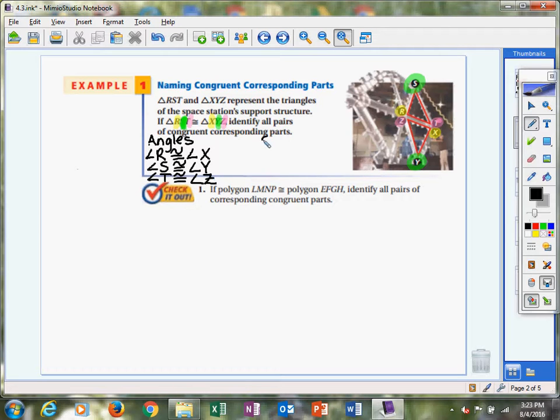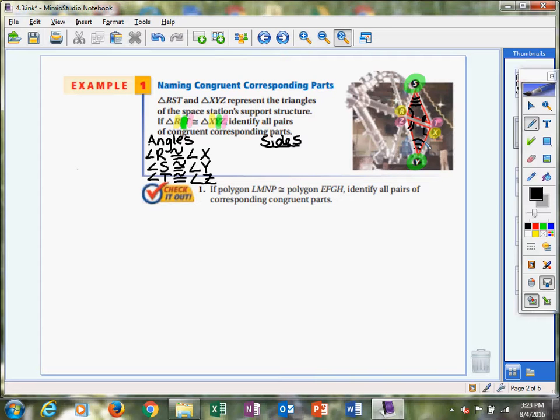Now sides are a little bit trickier in general, so what we may want to do is some of the arcs like we did in the first one. So I'm going to put one arc for R and X. I'm going to do 2 arcs for Z and T, and I'll do 3 arcs for the S and the Y. That's fine.